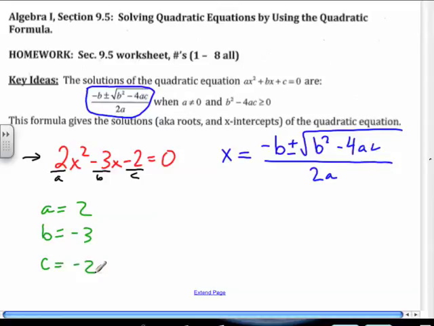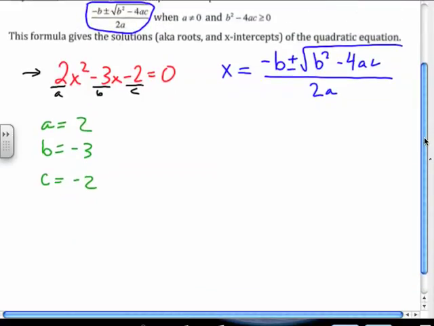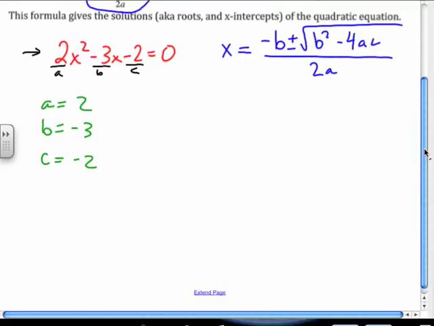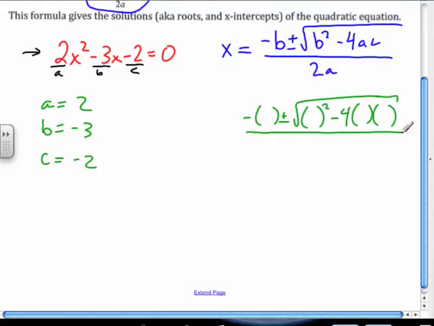Now, this is going to take a little room, so I'm going to have to move back and forth. After I know what a, b, and c equal, I write the quadratic formula again, but with placeholders, like this. Plus or minus b squared minus 4ac all over 2a. And then I plug in the values for a, b, and c. So b is negative 3, a is 2, c is negative 2, and a is 2. And then I just simplify.